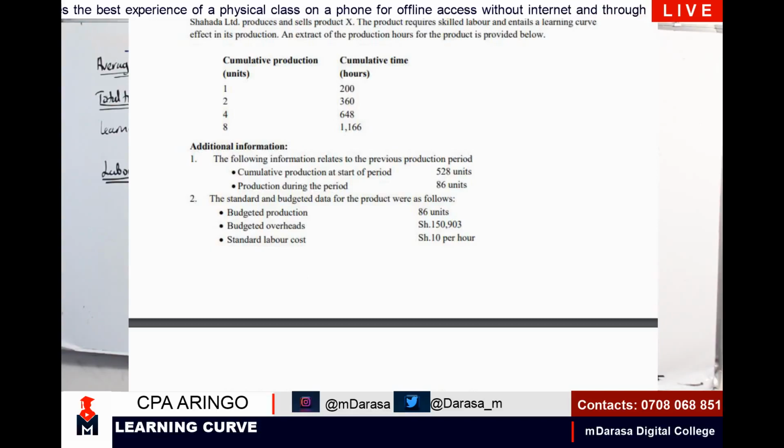An extract of the production hours of the product is provided below, where in this case I'm given the cumulative production in units as well as the cumulative time in hours. Additional information: we are told that the following information relates to the previous production period, where we have cumulative production at the start of the period, which is 528 units. We have production during the period, which is 86 units. So I'm given cumulative production at start and production during that period.